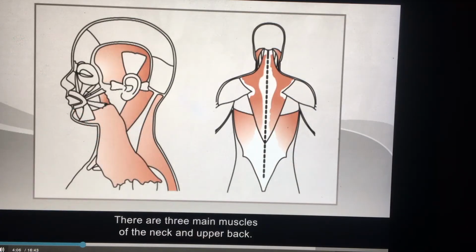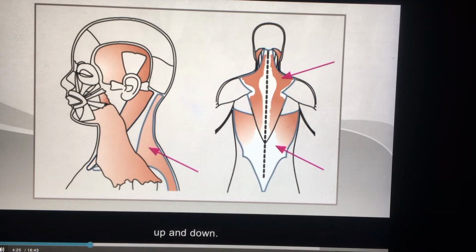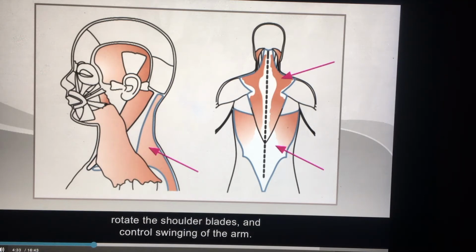There are 3 main muscles of the neck and upper back. The platysma, which extends from the tip of the chin to the shoulders and chest. The sternocleidomastoidus, which is found along the side of the neck from the ear to the collarbone. It causes the head to move from side to side and also up and down. And the trapezius and latissimus dorsi, which cover the back of the neck and upper back. These muscles draw the head back, rotate the shoulder blades, and control swinging of the arm.